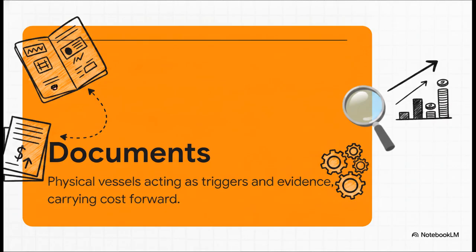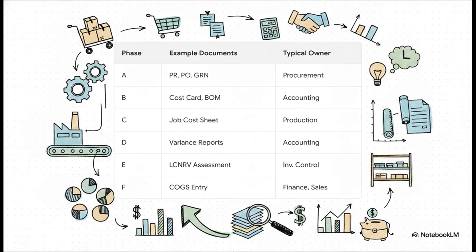They are totally kinetic tools. They are the physical vessels that travel through the phases. They act as the trigger for the very next action. They serve as the irrefutable evidence behind the accounting, and they literally accumulate dollars as they move forward through the cycle. Now, don't worry, you absolutely do not need to memorize this entire matrix right now. Just take a look at how it flows.